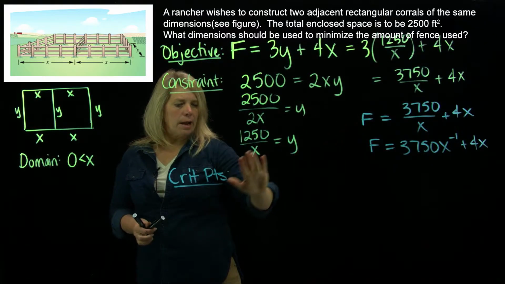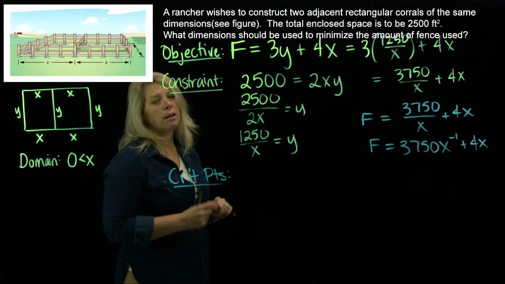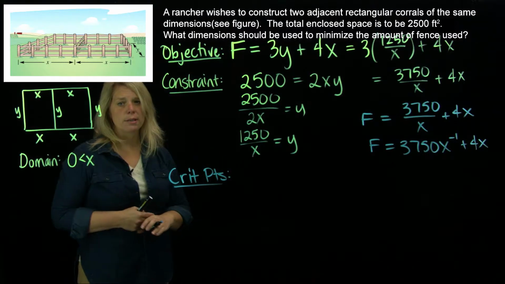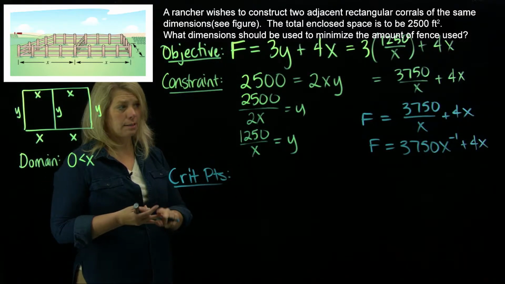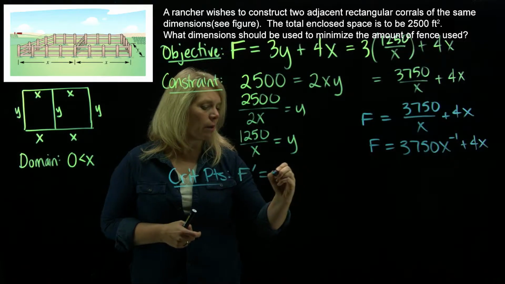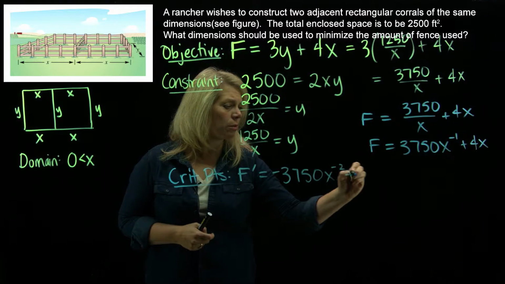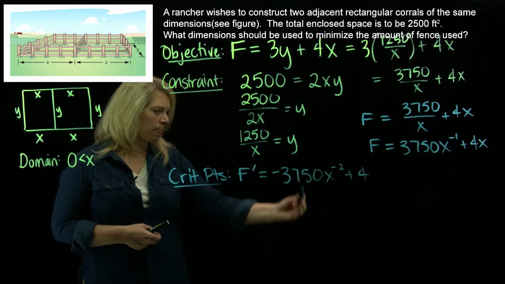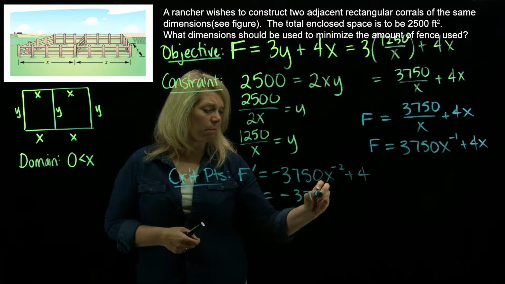All right, so we're ready now to find critical points. You should know by now how to do that. Critical points for any function, whether we're talking about a word problem or anything else, are where the derivative is 0 or does not exist. So let's look at our derivative here. We'll have negative 3,750 x to the negative 2 plus 4. I'm going to rewrite that negative exponent in terms of what it means.